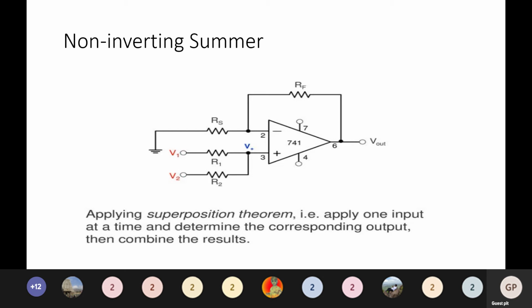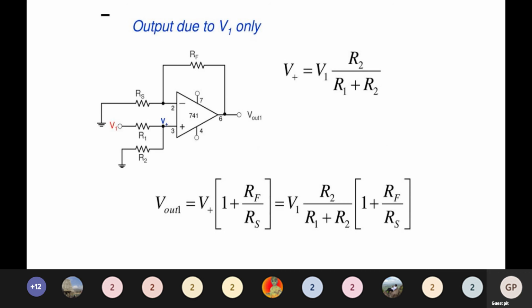I have shown two inputs given to the non-inverting terminal of the op-amp. As usual, the inverting terminal is grounded through a resistor and you have a feedback resistance here. This circuit is similar to the non-inverting amplifier circuit, except that instead of a single input, we have multiple inputs. We have taken two inputs.